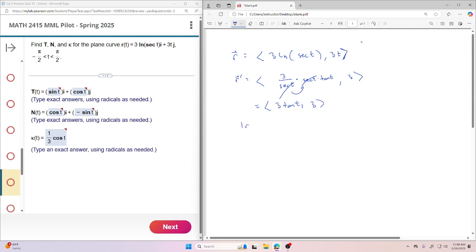So we need magnitude of r prime. The 3 is going to come out. I don't want to just do that. I mean, I do, but I just want to be careful. I want to be careful. Yes, the 3 will come out. Tangent squared plus 1. But I think there's a formula for that. Isn't that like secant squared? Straight up?